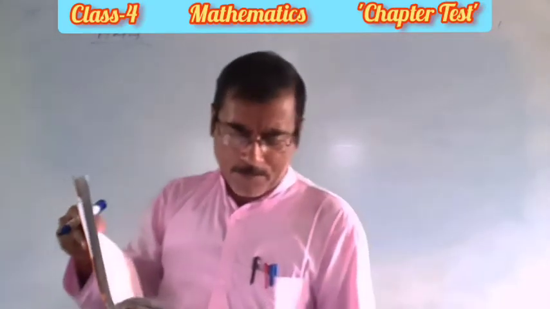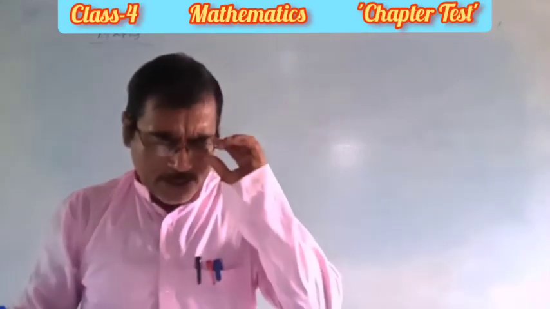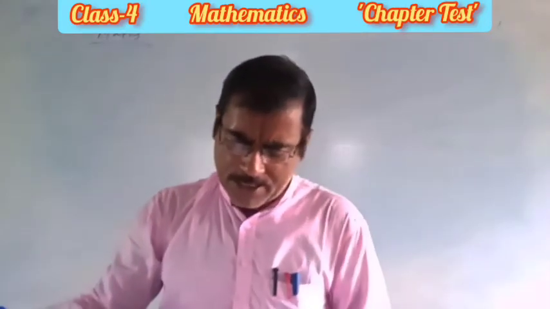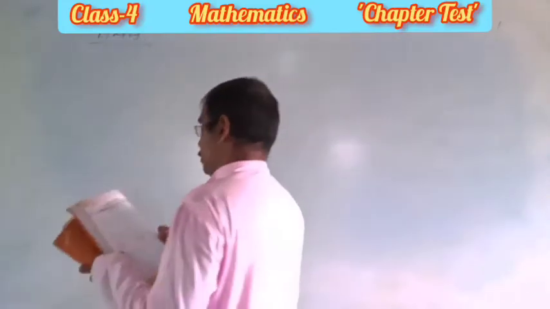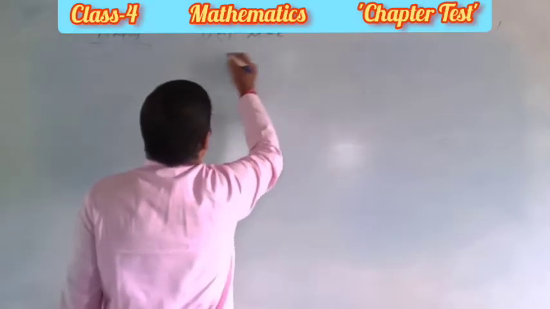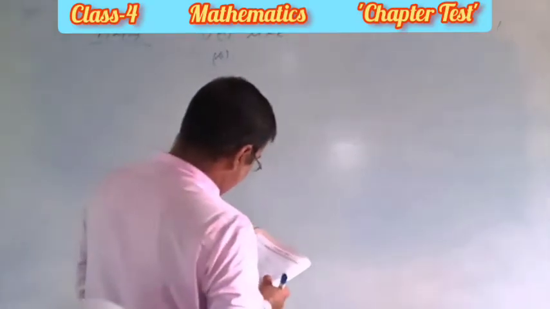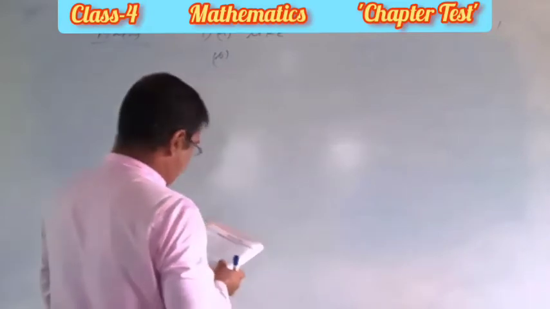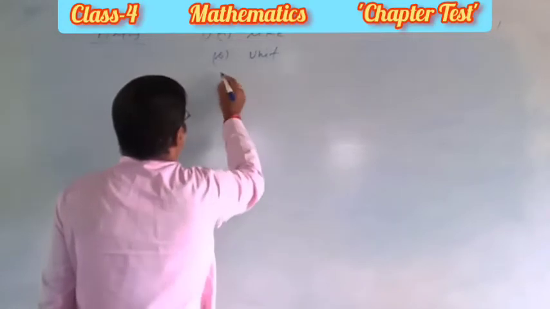Here the first question is fill in the blanks. A: 5 by 11, 3 by 11, 8 by 11 are fractions. I teach you, fractions whose denominator is the same are called like fractions. B: 1 by 11, 1 by 19, 1 by 18, 1 by 12 are unit fractions.